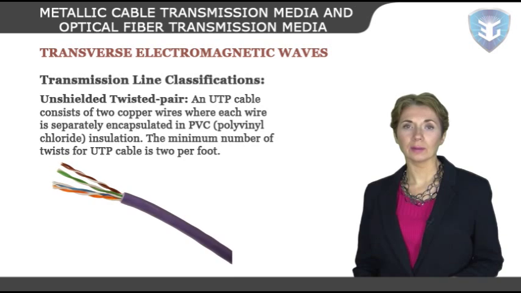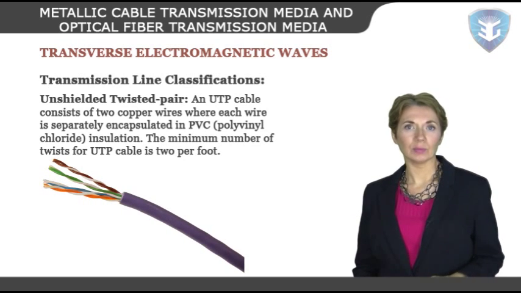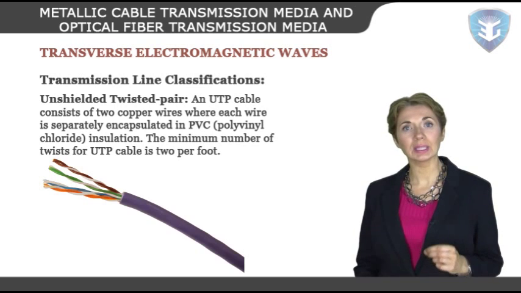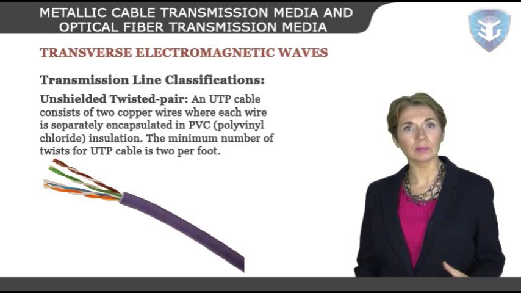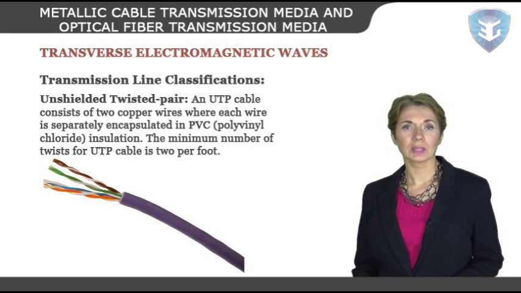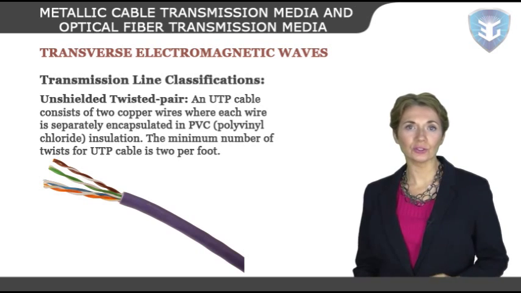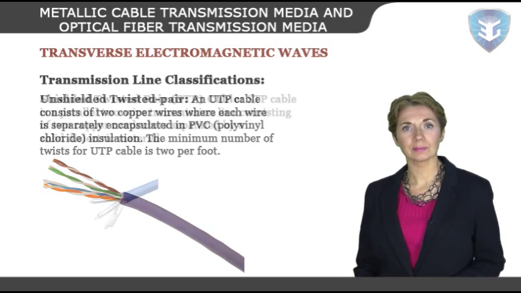Unshielded twisted pair. A UTP cable consists of two copper wires where each wire is separately encapsulated in PVC, or polyvinyl chloride insulation. The minimum number of twists for UTP cable is 2 per foot. UTPs are cheaper, more flexible, and easier to install. They provide enough support for telephone systems.